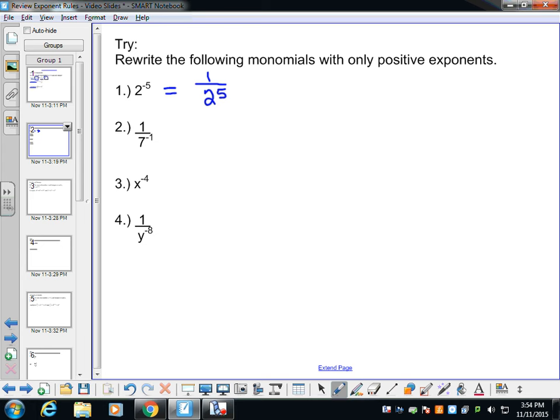Number 2, 1 over 7 to the negative 1. It's the same thing as 7 to the positive 1, or more simply, just 7. x to the negative 4th is equal to 1 over x to the 4th. And 1 over y to the negative 8th is equal to y to the positive 8th.